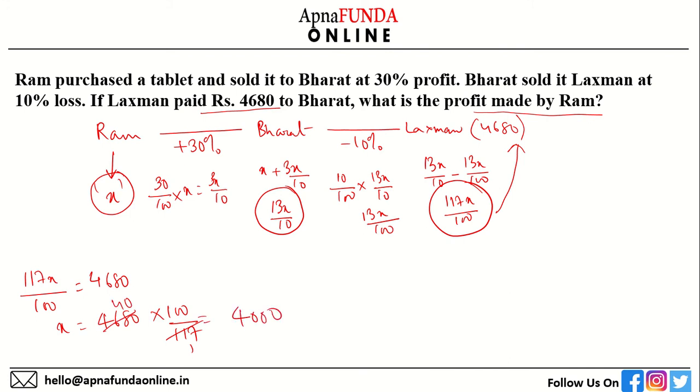So cost price for Ram, that is x, is equal to 4,000. We need to find the profit made by Ram. He made a 30% profit. So 30% on 4,000 is 1,200. My answer is 1,200. I'm sure you must have also got this answer.